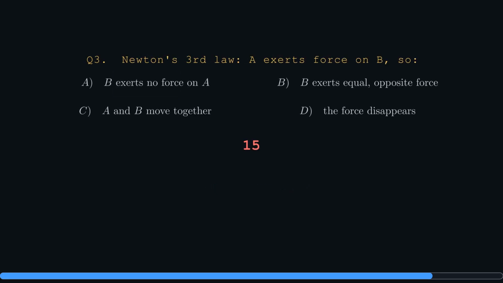Question 3. According to Newton's third law, if object A exerts a force on object B, then the answer is B. B exerts an equal and opposite force back on A.